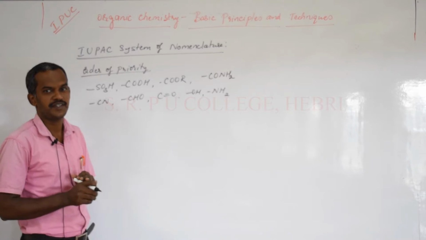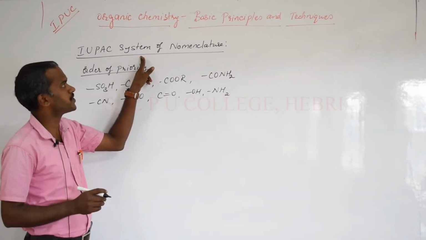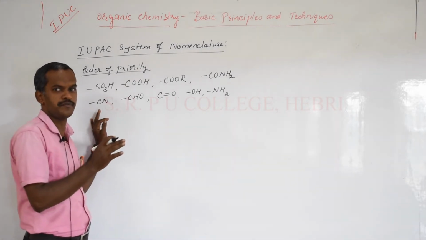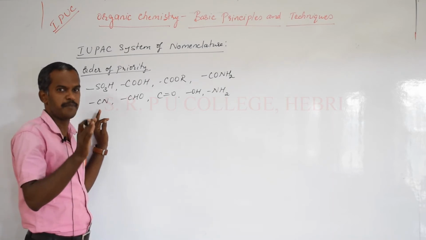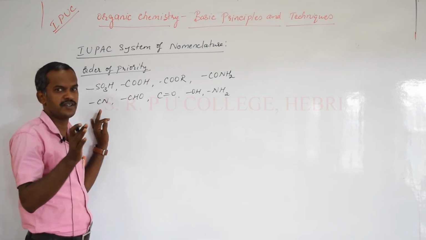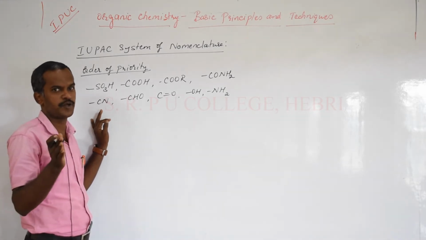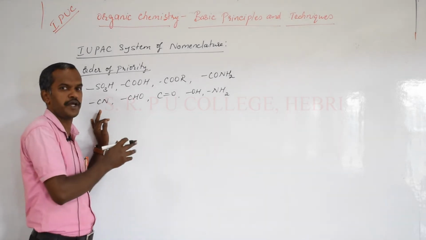Hello students. In the last class, we studied the IUPAC system of nomenclature in the basic principles and techniques. Just to recollect, I told you that in the IUPAC system of nomenclature, there are 5 words: primary prefix, secondary prefix, root word, primary suffix and secondary suffix. You recollect these terms before we go for examples today.